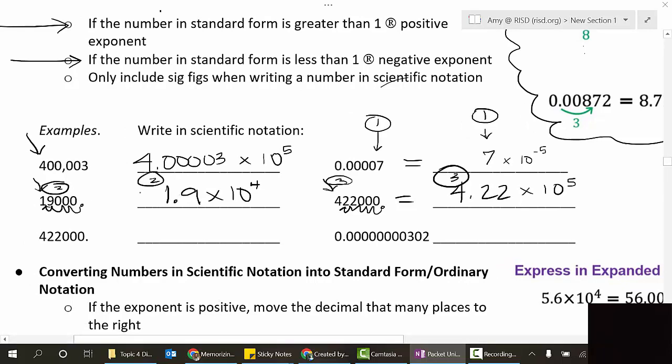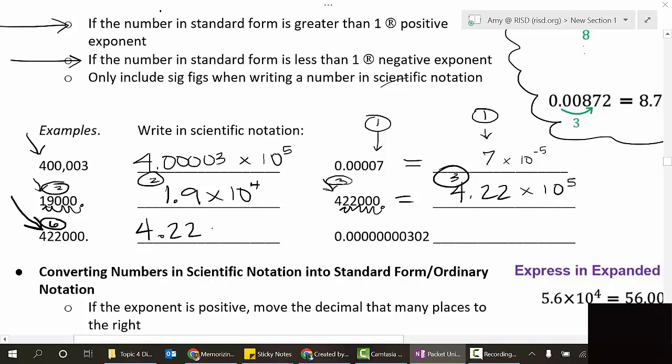One more that we're going to do together, this 422,000 down here, but this one here, I want to point out, it looks like the same number, but in terms of sig figs, it's not. This one here has 6 sig figs. That decimal at the end means that every single digit counts. It just means it's a little bit more exact. So we want to keep all those exact numbers when we convert it.